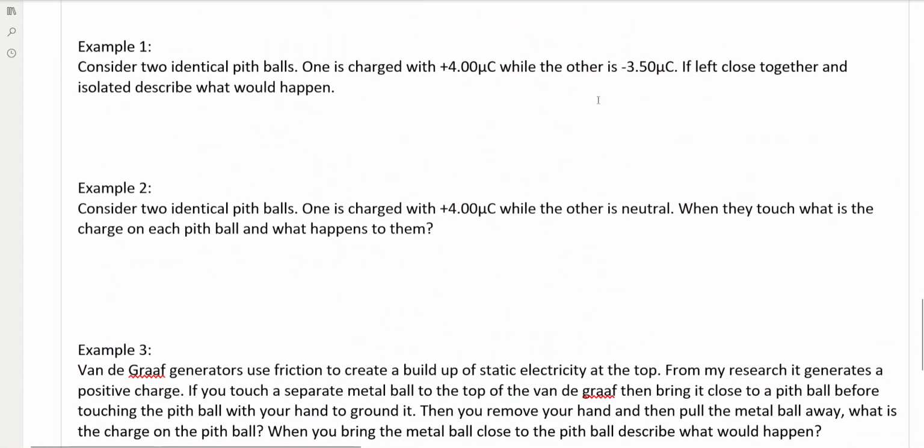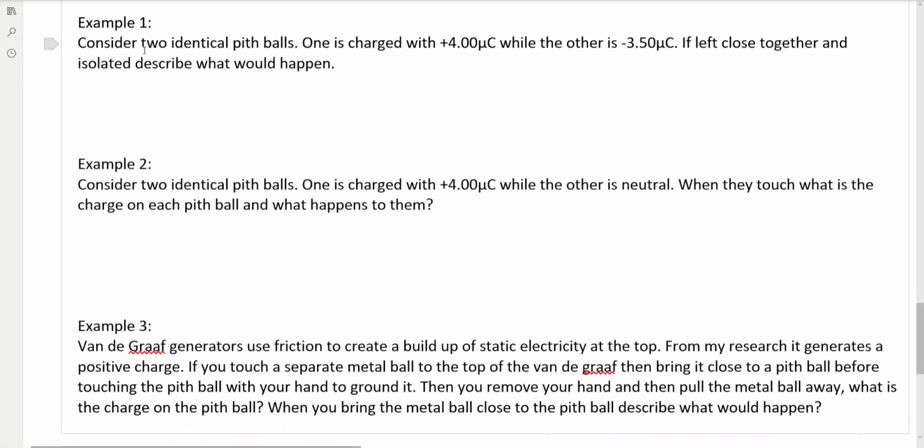Alright, let's try a couple example questions, just talking about it essentially at this point. We'll have calculations more in the next couple videos, but in this one, just some example questions. Consider two identical pith balls. One is charged with a positive 4 microcoulombs. The other is charged with a negative 3.5 microcoulombs. If they're left close together and isolated from the rest of the environment, describe what would happen.